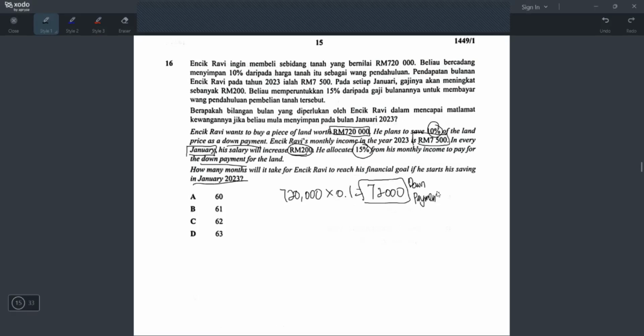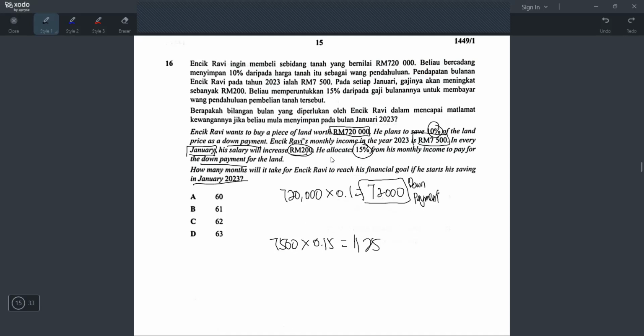Down payment means the money that you must pay first. So this is the amount that he's trying to save up. But his monthly income is 7,500, and he's only saving 15% from the monthly income to pay for the down payment. So let's calculate 0.15 times 7,500, and you will realize that you get a very small value, which is 1125. Now tell me, what is 1125?